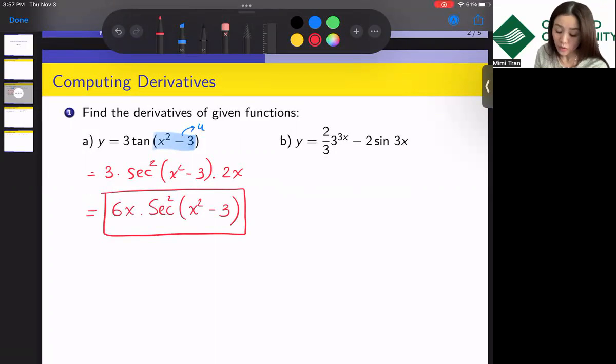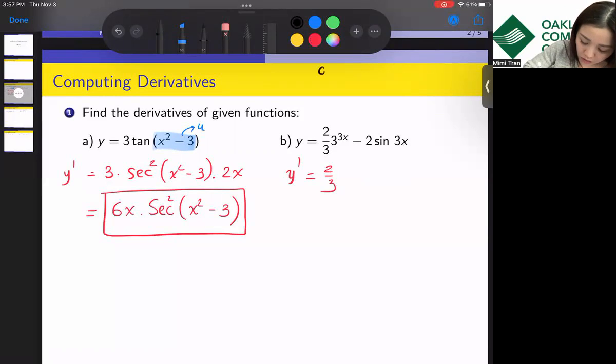B, y equals 2/3 times 3 to the 3x minus 2 sine of 3x. All right, so this is a difference of two derivatives. So I should say y prime here. So y prime is equal to 2/3, which is a constant, so leave it alone. Now, the derivative of a to the u power. Let me remind you, the derivative of a to the u power is a to the u times u prime times ln of a.